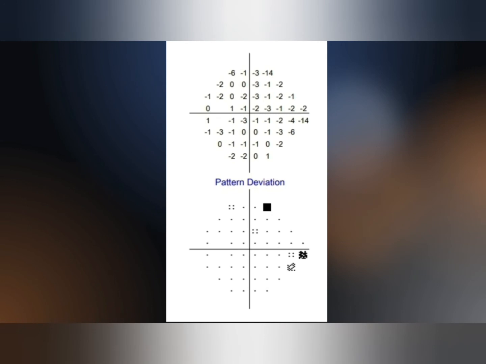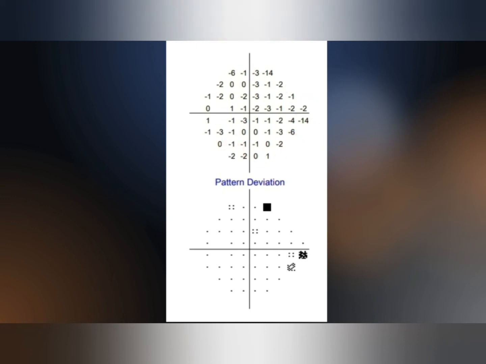Now after we get the 7th best sensitivity point, we change that number's sign to its opposite sign, so that there is 0 deviation but we are getting the depth, right? Add that value to the total deviation numerical plot and you will find the pattern deviation numerical plot.